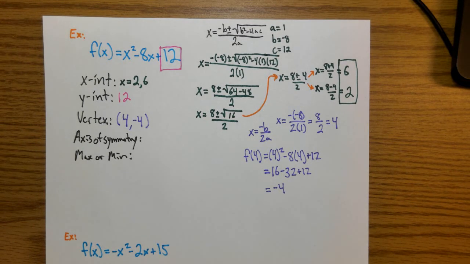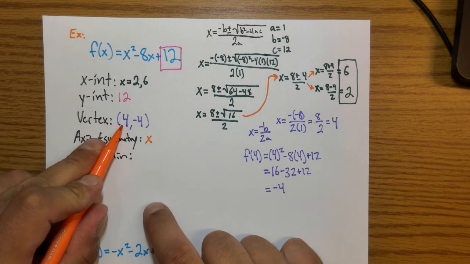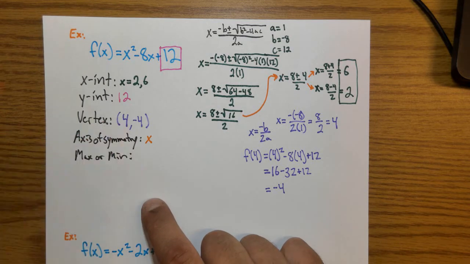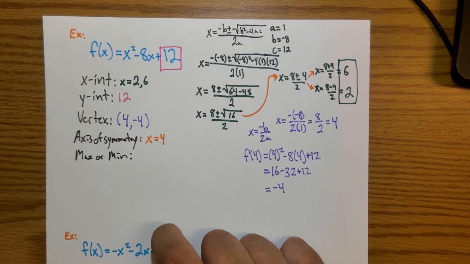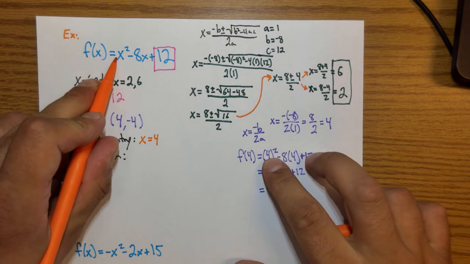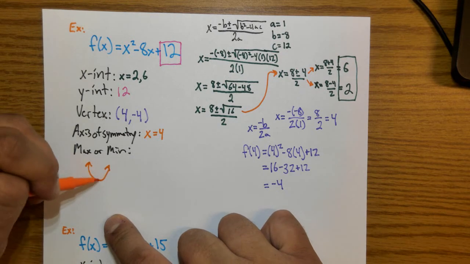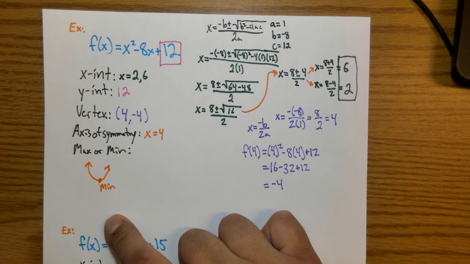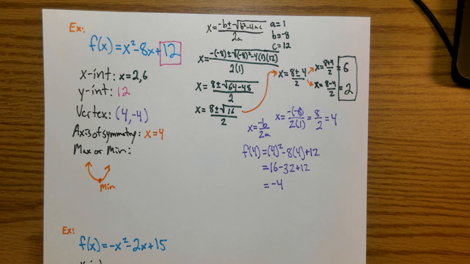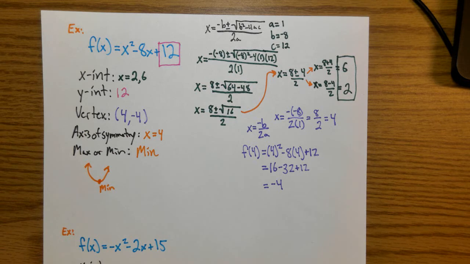And then it asks for the axis of symmetry. That's just going to be an x value. And it's the x value that's the same as the x value of the vertex, because that's where the symmetry happens. So x is equal to 4. And then min or max, well, does this open up or does it open down? This does not have a negative in front, which means it's going to open like this, which means that it has a min.